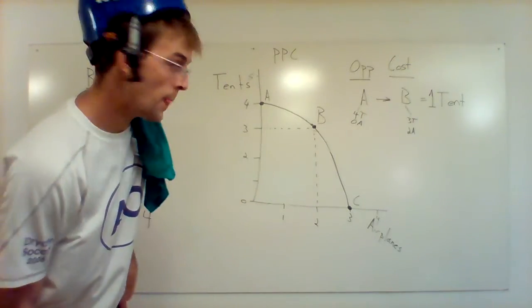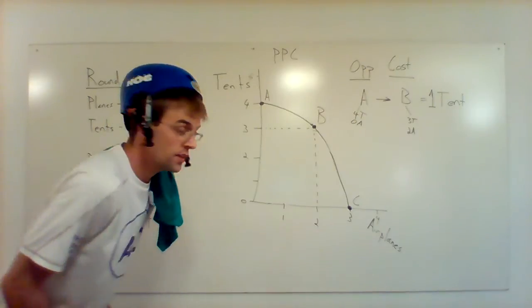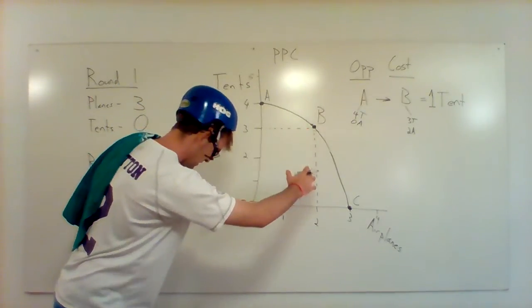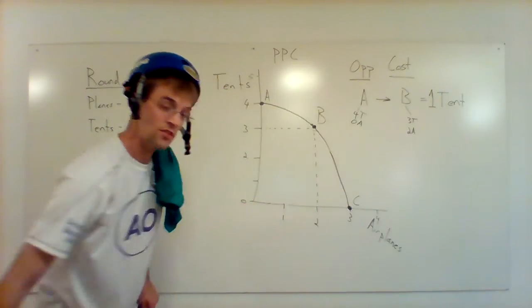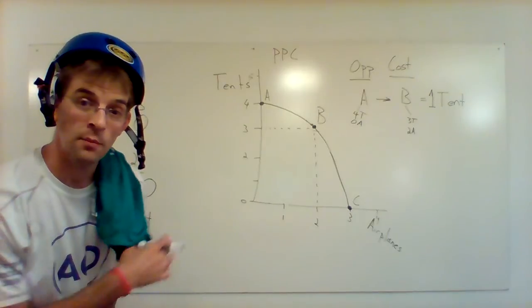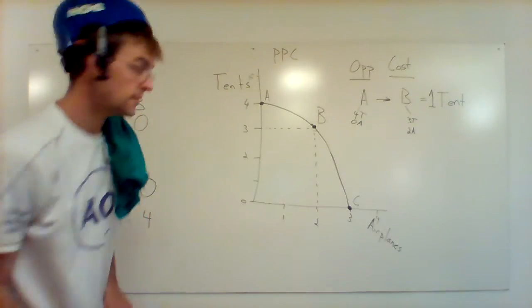Take a second here. See if you can do this on your own. What's the opportunity cost of choosing to go from making at B here to C? See if you can figure out the opportunity cost from going from B to C. Pause the video. I'm going to write some stuff on the board. Figure it out for yourself. See if you can take a guess.